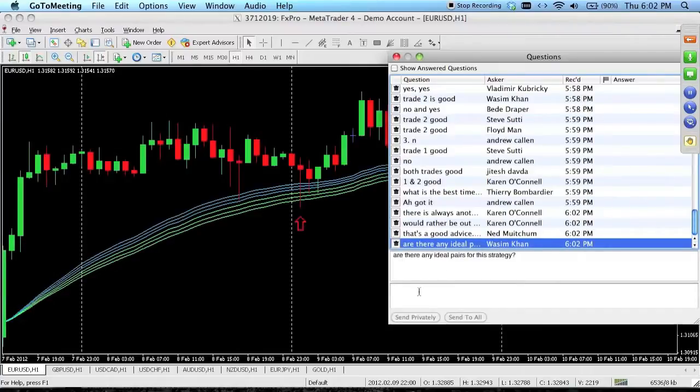Yes. Wasim, are there any ideal pairs for this strategy? Ideal pairs for this strategy is all the pairs that have small spread. Okay, that makes it euro yen, euro USD, sometimes pound dollar. I believe those would be the tightest spreads. Okay, don't worry about the spreads. I'm going to teach you guys a technique on how you can take this into your favor, where you can maximize your profit.